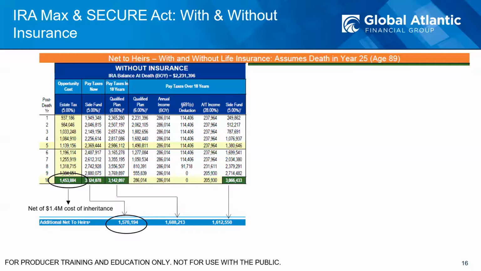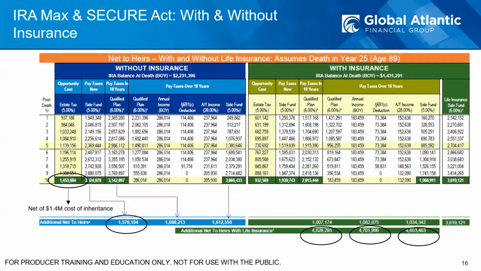You can show them, well, even if you waited to year 10 or you managed your taxes over 10 years, you still have to consider the loss, the opportunity lost. And so that sets up the discussion about life insurance.